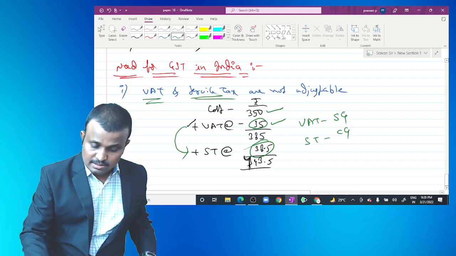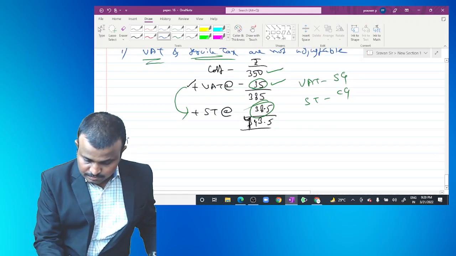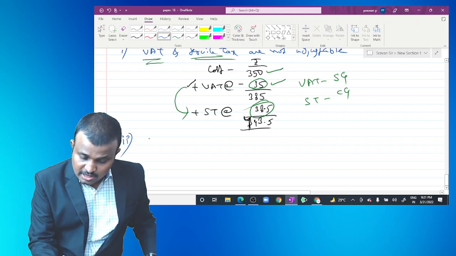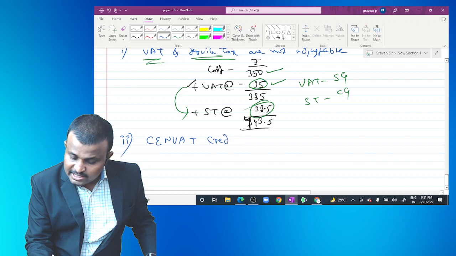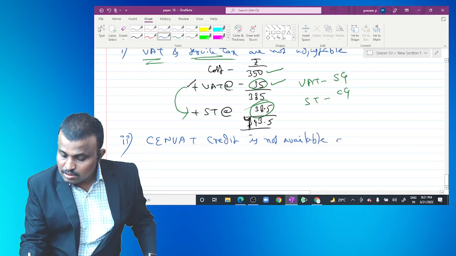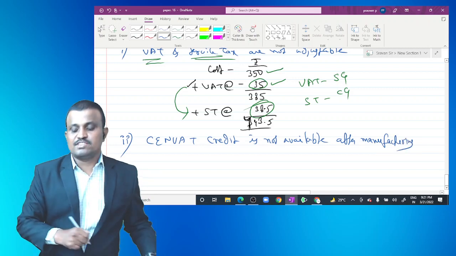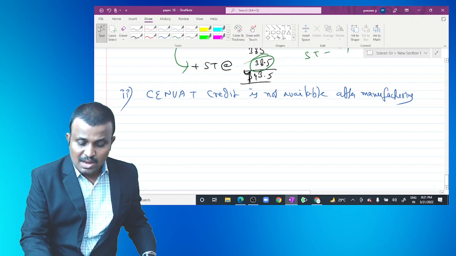And another one. There is, so here, Cenvat credit is not available after manufacturing stage. Cenvat credit is not available after manufacturing stage.